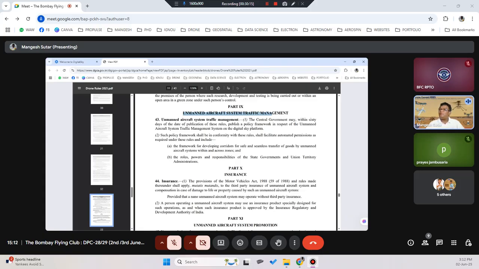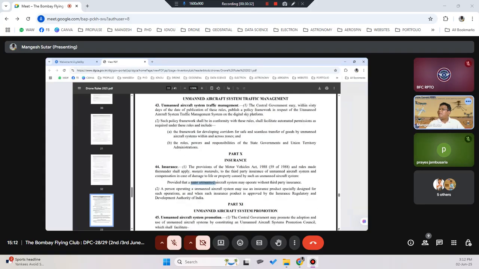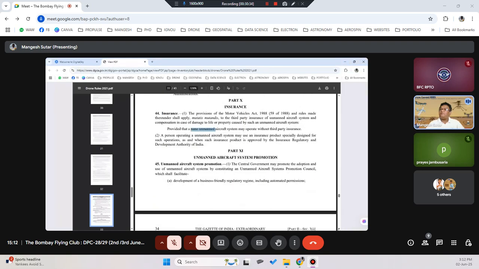One is government owned and one is private owned. Insurance, we talked about the provision of Motor Vehicle Act 1988 is applicable to your drone insurance. So it is mandatory for you to take third party insurance for your drone. Only nano drone is exempted from taking third party insurance. You can operate without third party insurance.